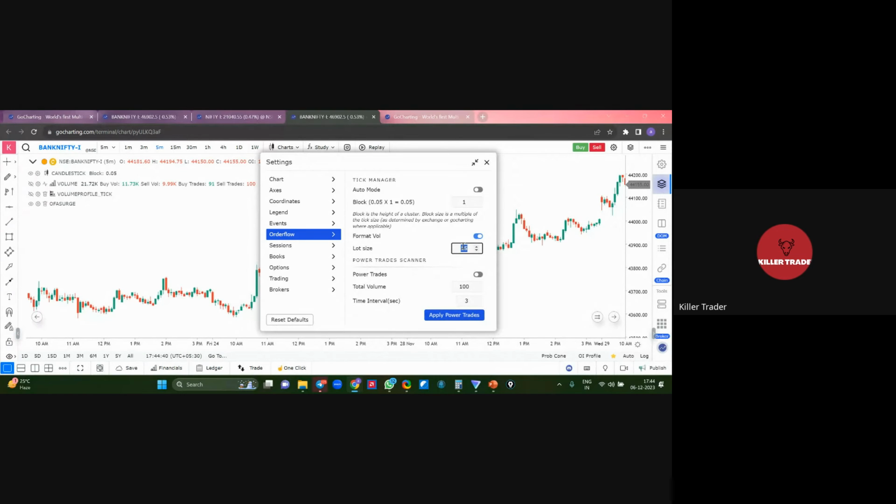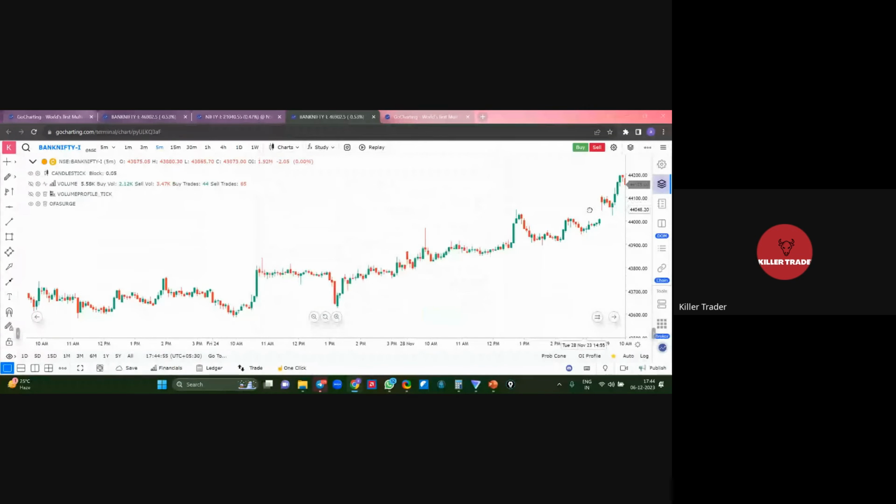But this is something that you can save as individual templates and use. If this goes wrong, the entire analysis will go south and it will go really, really bad. Okay, it's very important that you set the auto mode should be off, block size should be 1, and lot size should be 15.